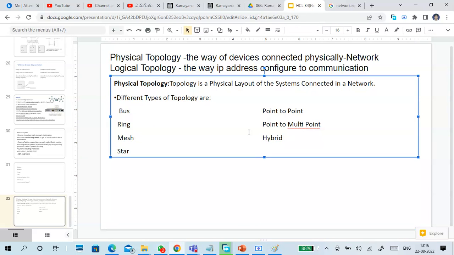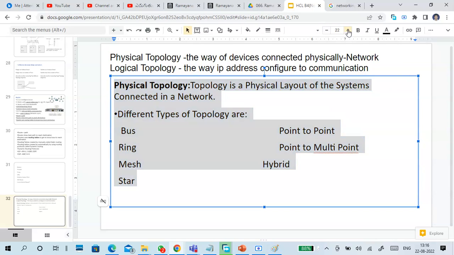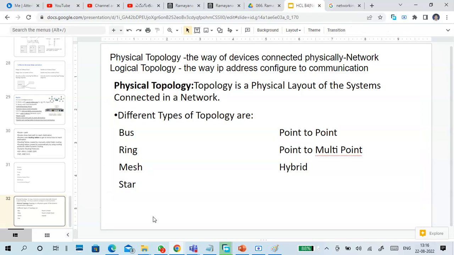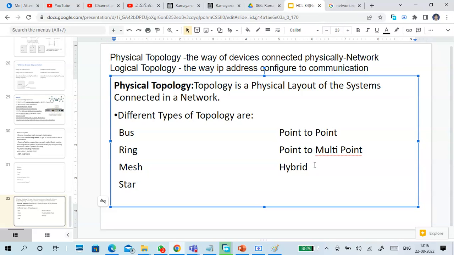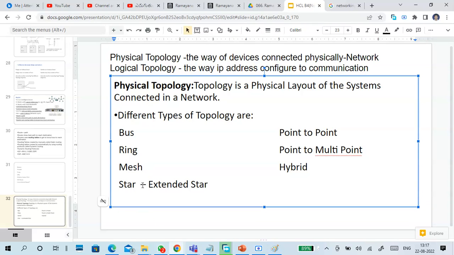So bus topology, ring topology, mesh topology, and star topology. Of course, there are hybrid topologies, point-to-point topology, and point-to-multipoint topology. For star topology, I am writing here that it's an extended star, because it's scalable; star topology can be increased into a larger size. So I'm adding that here, otherwise you can add it into a separate part.